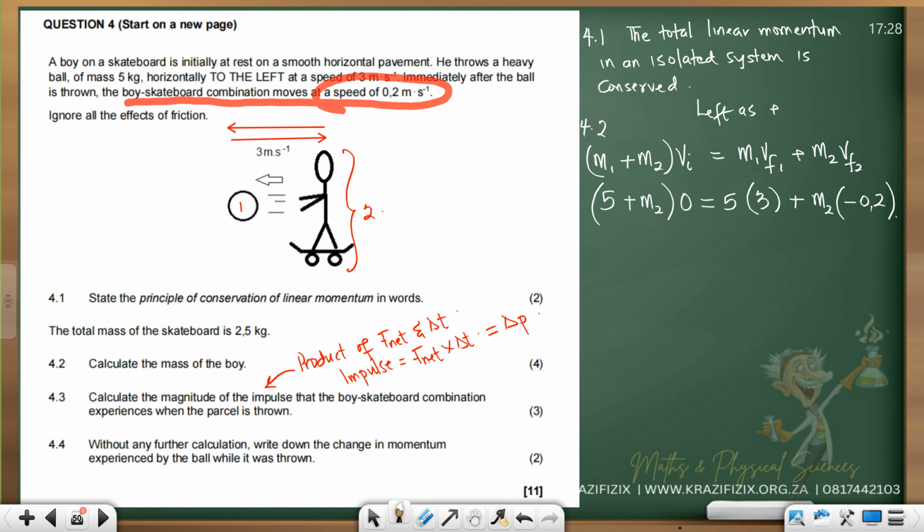Now we can calculate. Because if you don't do that, you'll be getting a negative mass. And mass cannot be negative. You see, all of those things must make sense to you. This is 0, 15, minus. So some of you did not take that into consideration, and you were getting a negative. So that's why you're getting a negative. What is 15 divided by 0.2? That should be 75. Is that correct?